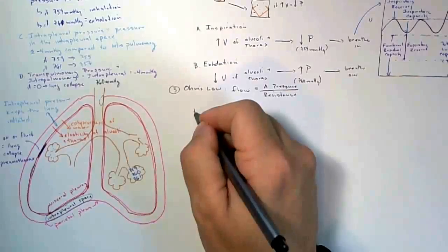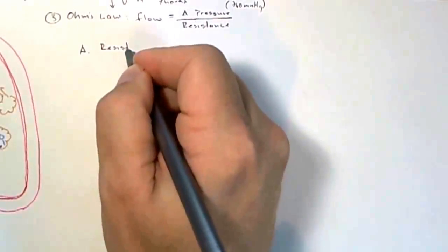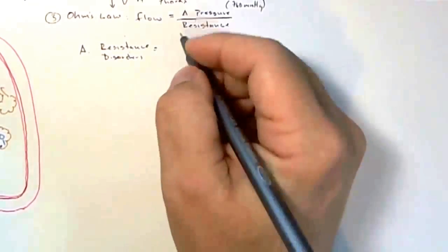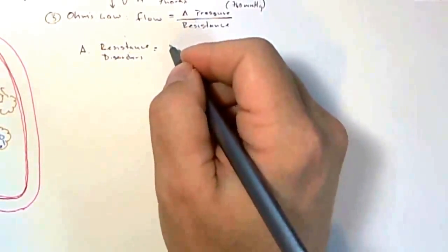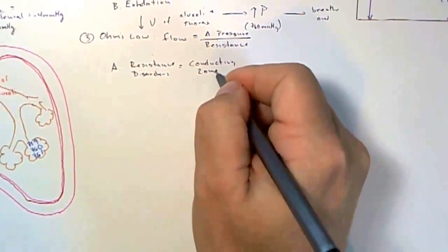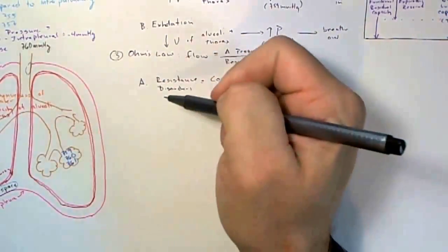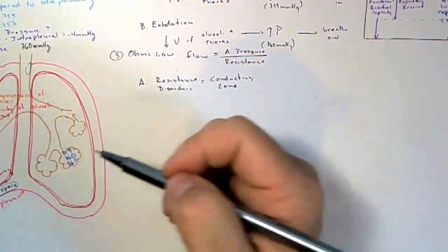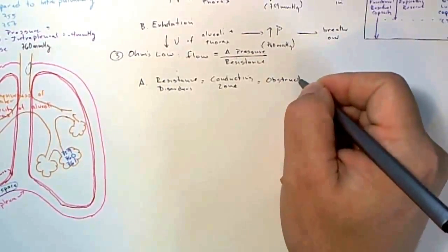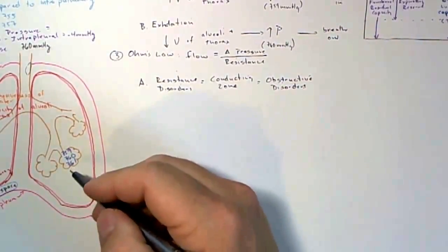The first one we'll do is we'll do the resistance ones. So there are resistance disorders. And these are disorders of the conducting zone. So we'll come back and circle this later, but these are going to be issues of the bronchi and the bronchioles. There's something wrong with the tubes that are getting air down into the alveoli. These are classified as obstructive disorders. So there's an obstruction that's preventing the air from flowing down into the alveolus.